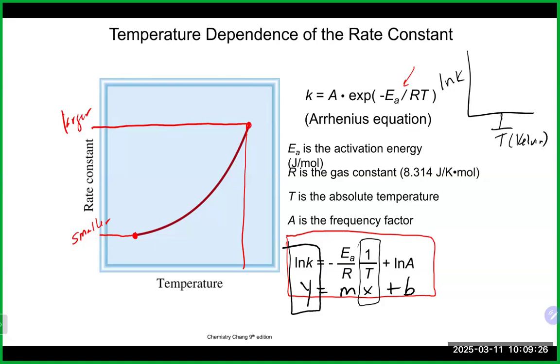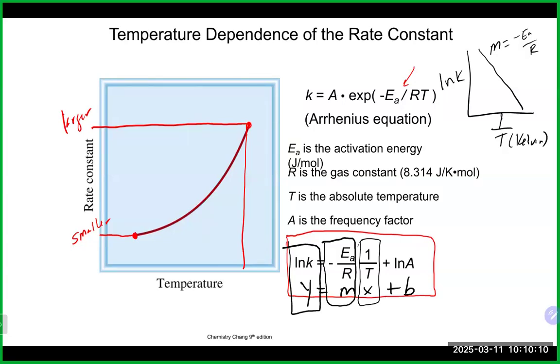This will yield a straight line plot with a negative sloping line. And you could also see from this relationship that the slope of that line is going to equal minus Ea over R. So graphically, this version of the Arrhenius equation is used for graphical purposes to find things like the activation energy. You can make an Arrhenius plot, take the slope, and calculate the activation energy for that reaction because R is a constant. You basically just multiply the slope by R, and you would have your activation energy.